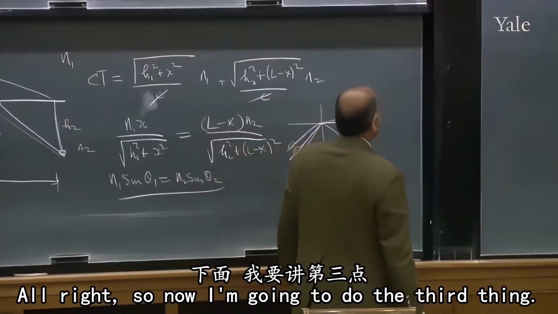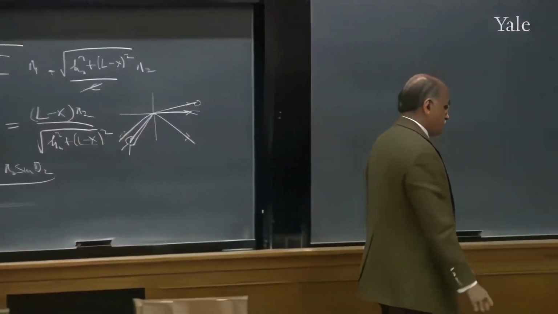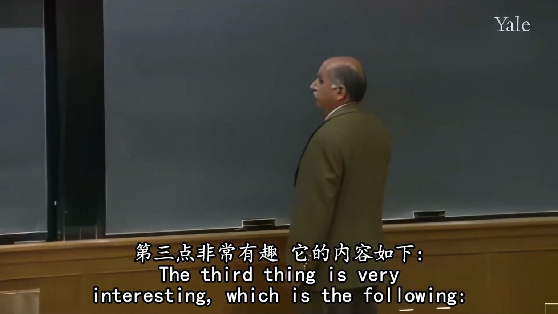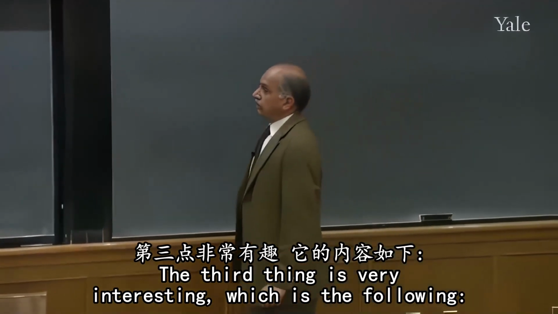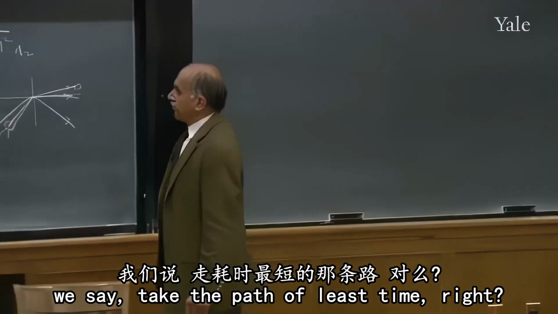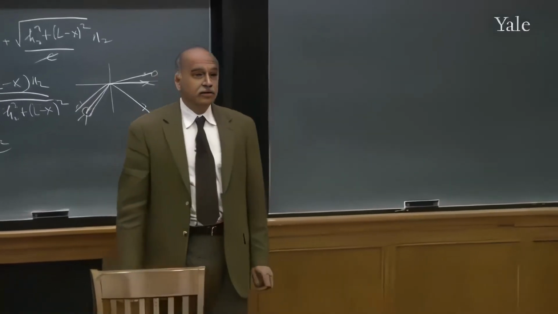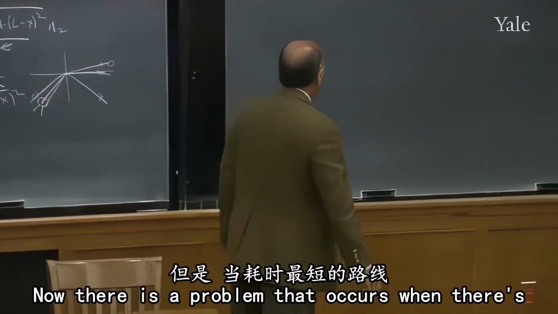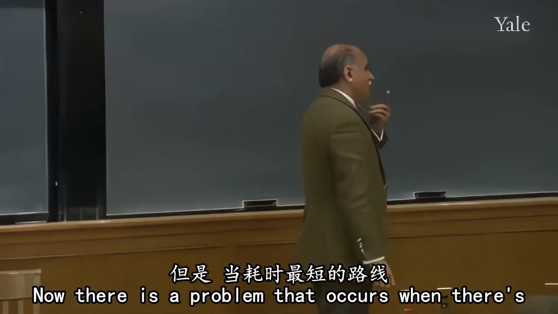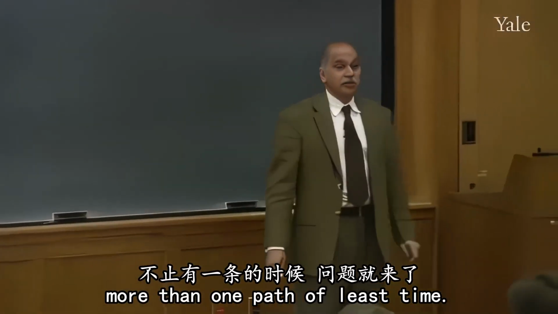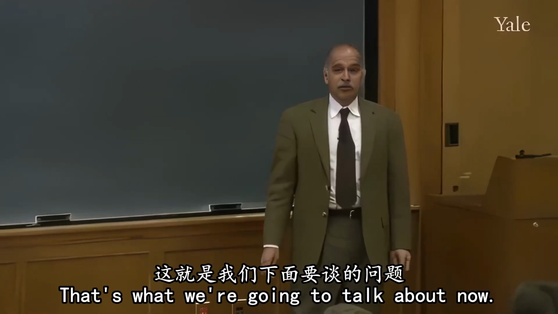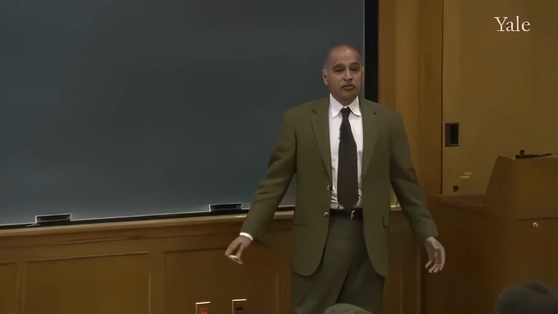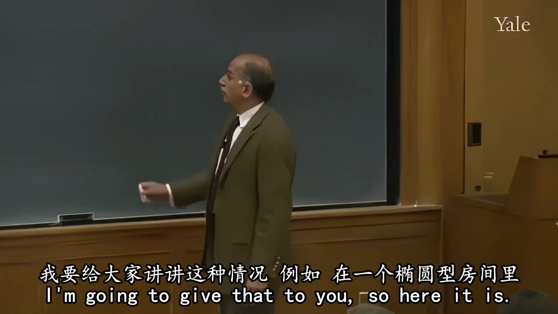All right, so now I'm going to do the third thing. The third thing is very interesting, which is the following. We say take the path of least time, right? Now, there is a problem that occurs when there's more than one path of least time. That's what we're going to talk about now. What if there's more than one answer? I'm going to give that to you. So here it is.